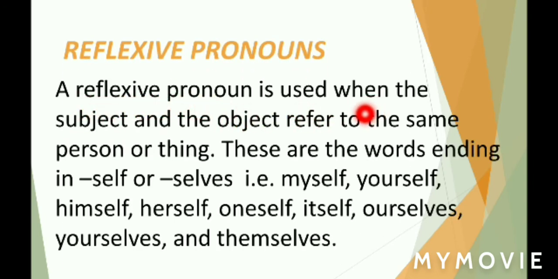Next is reflexive pronouns. The pronoun is used when the subject and object refer to the same person or thing. These are the words ending in self or selves. For example, myself, yourself, himself, herself, oneself, itself, ourselves, yourselves, and themselves. Reflexive pronouns in a sentence are used as object.